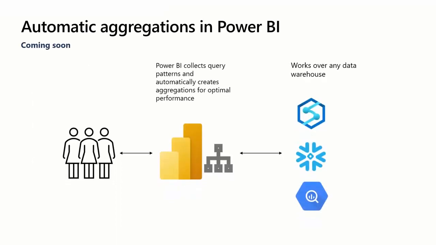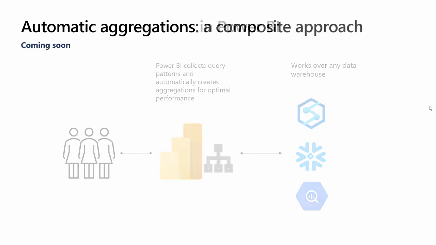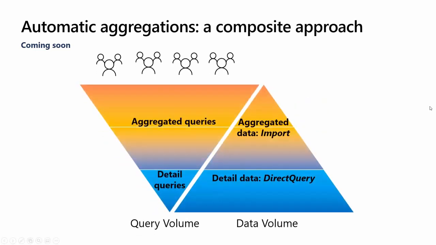Hello everybody. Automatic aggregations is based on the existing aggregations feature, which is really a remarkable feature because if you think about it, most business intelligence queries are aggregated in nature. Therefore, if you cache data at the aggregated level, it stands to reason you will get a high bang for the buck in terms of boosting query performance. And if the user happens to drill down to the detail level, that's okay. The system reverts to DirectQuery on the fly.